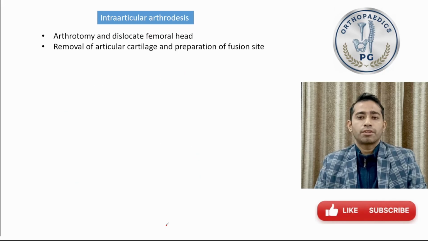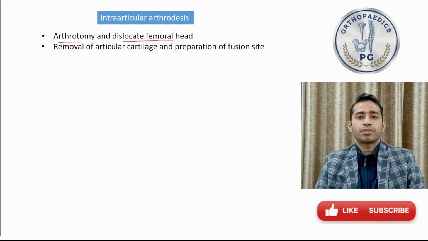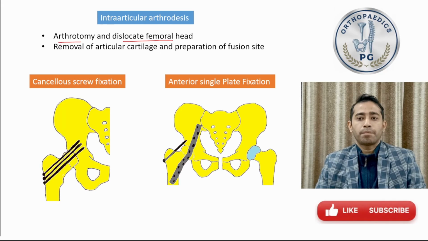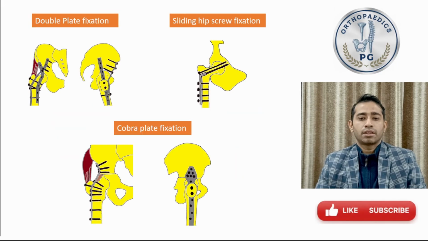Coming to intraarticular arthrodesis. All cases of intraarticular arthrodesis require an arthrotomy and dislocation of the femoral head. This is followed by removal of articular cartilage and preparation of the fusion site. Following this, we fix the hip through one of the methods of fixation. The methods of fixation are cancellous screw fixation, anterior single plate fixation, double plate fixation, sliding hip screw fixation, and the Cobra plate fixation.